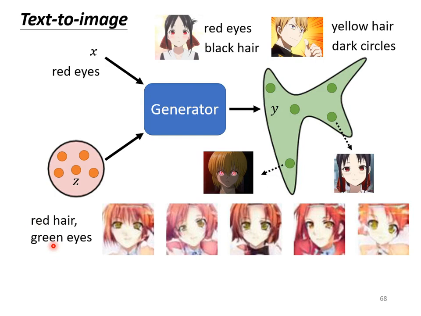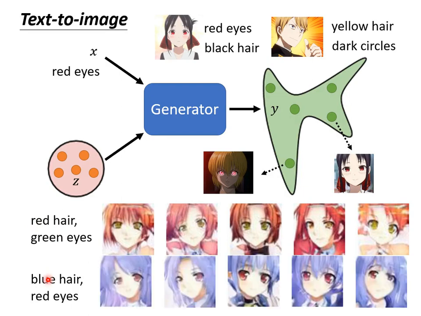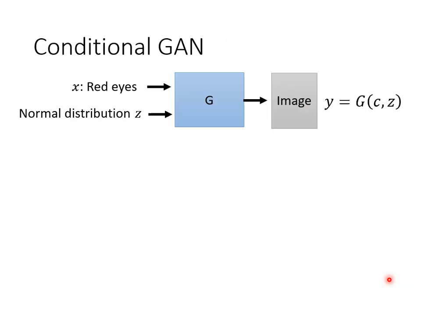It generates all kinds of characters with red hair and green eyes. We input blue hair and red eyes, and then it generates all kinds of characters with blue hair and red eyes. You realize that sometimes the machine makes mistakes. For example, here is a different color pupil. Although we want to draw red eyes, it thinks that it would be acceptable by drawing a red eye and a blue eye. How do we make conditional GAN?